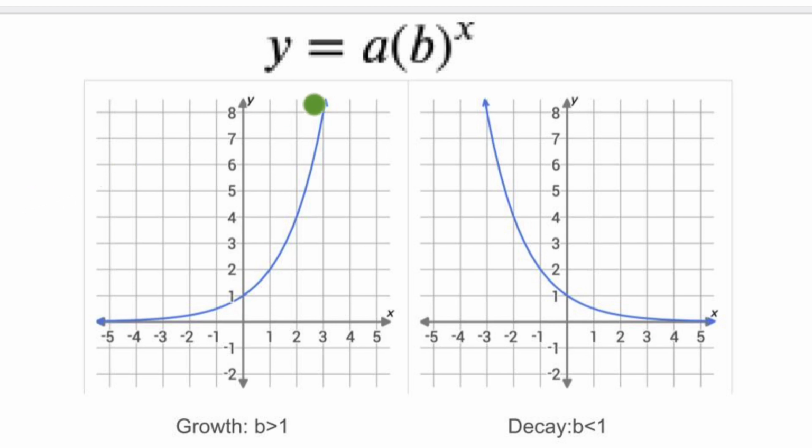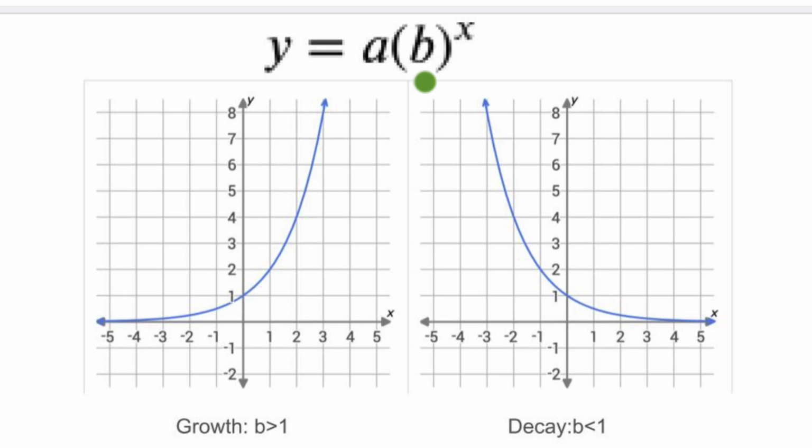So an exponential function is any function where the independent variable is an exponent. Generally speaking, it's y equals a times b raised to the x. So a is going to be your y-intercept, your starting value. b is going to be your growth factor. So it's going to be 1 plus a rate.